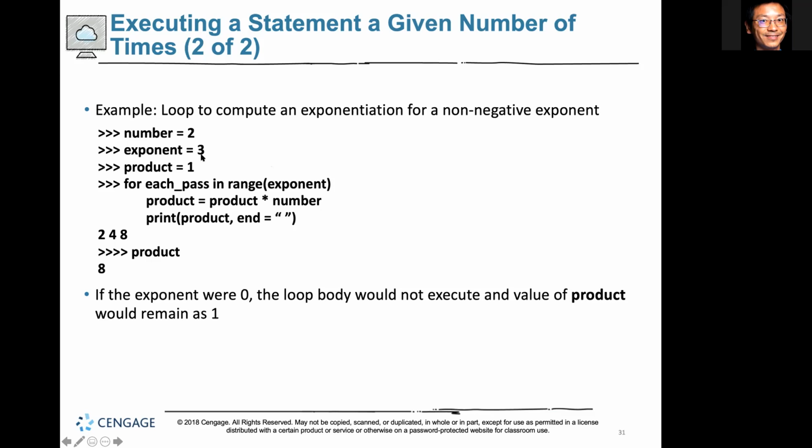You have the product, say you have 2 to the power of 3. What is the result of that? So you may use a for loop to do that. Now, if the exponent were 0, the result would be 1. So you initialize the initial value of the product as 1, which is correct. If the exponent is 0, then this is not going to execute. There's no, yeah, the range of 0.